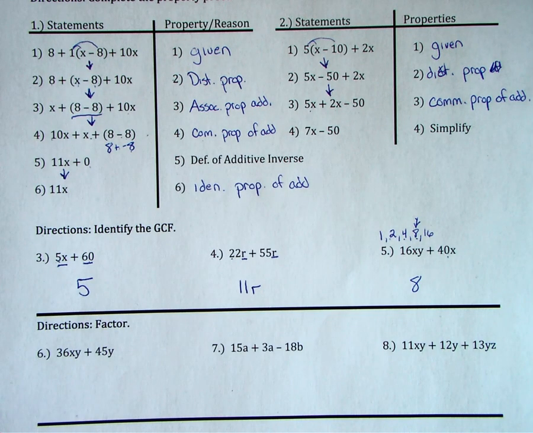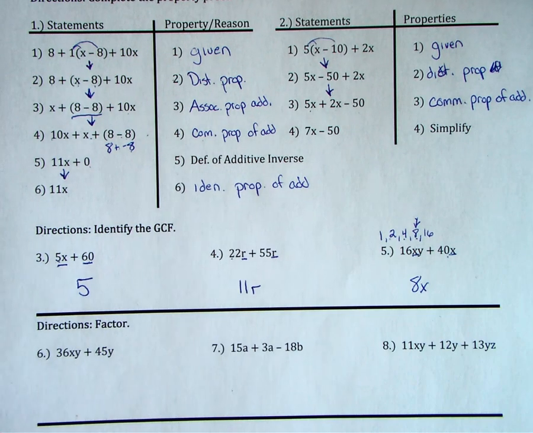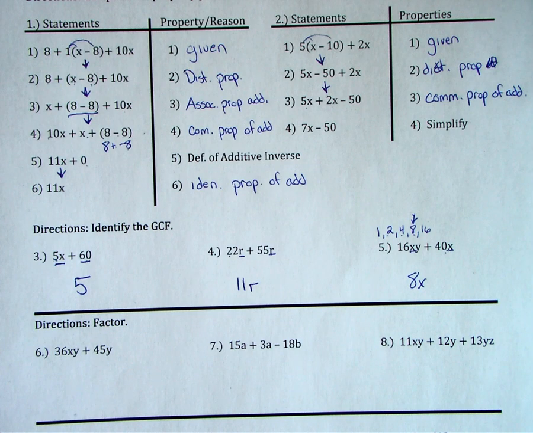Now, just as we did in the previous problem, we want to look and see, are there any variables that are identical in both problems? Because if they are, they can also be factored out. In here, we should notice we have x in both problems, so our GCF would be 8x.